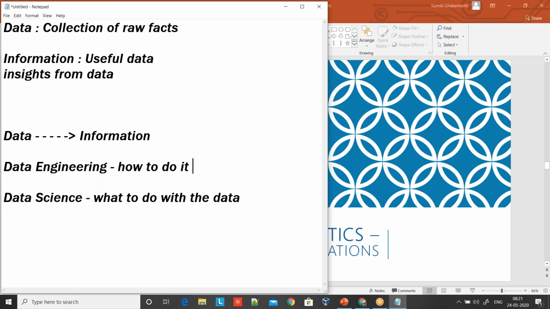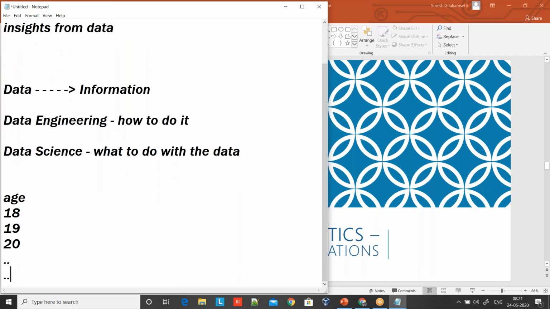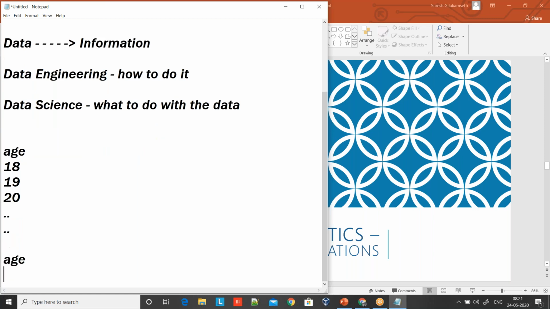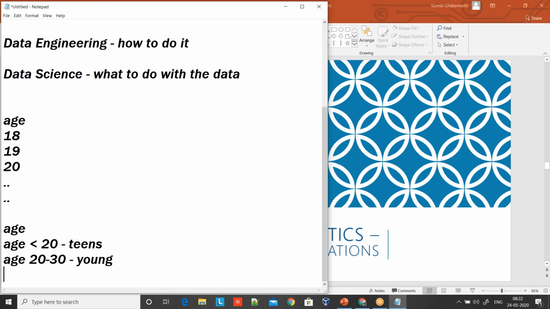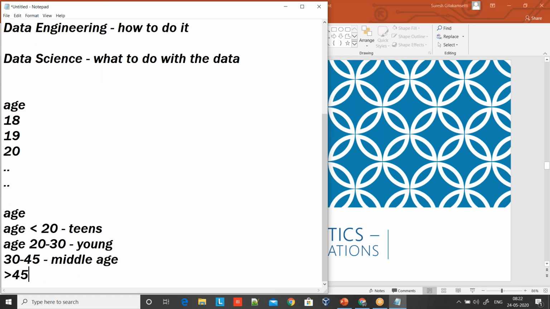So how would we do that? Let's take age. Maybe in my data I have something called age, and age is a continuous variable, like I have discussed: 18, 19, 20, and so on and so forth. Now, how would I convert it to categorical values? I'll take the same age. What I would do is define categories. Age less than maybe 20, I would call them teens. If age is between 20 to 30, I would call them young. Maybe 30 to 45, I would call them middle age. And maybe greater than 45, I would say old. Now, instead of having indefinite values, I have only 4 definite values: teens, young, middle age, and old. So this is how we convert these continuous variables to categorical variables.